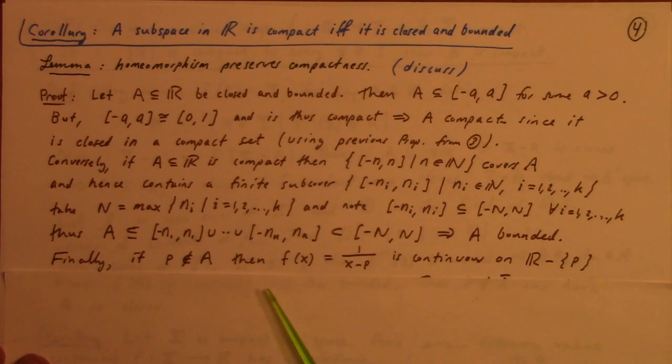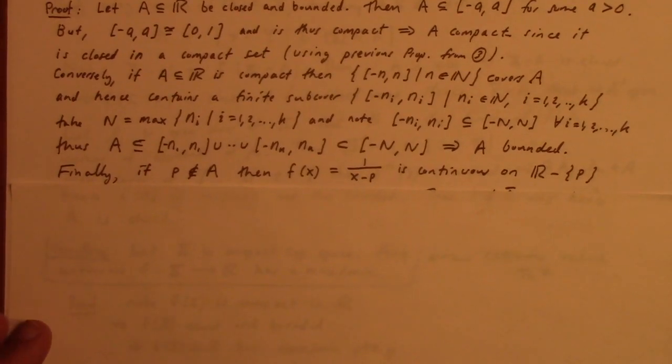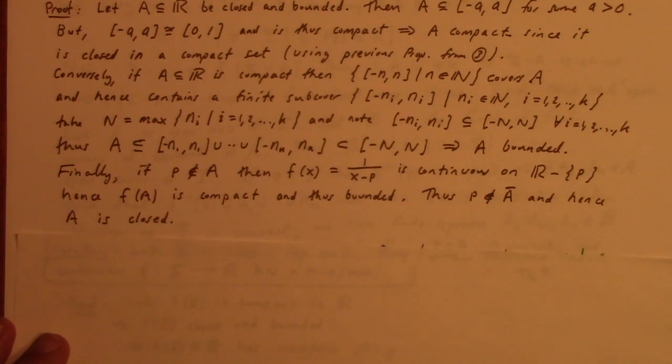Finally, if P is not an element, well, I'm not sure what we're after here. Let's read. I thought we were done. I'm a little bit uncertain why we're doing what we're doing here, right now, to be honest with you guys. Finally, if P is not an element of A, all right. What's P? Why are we looking at P?